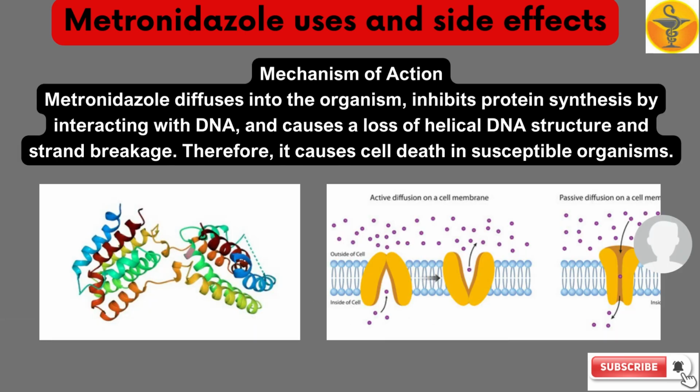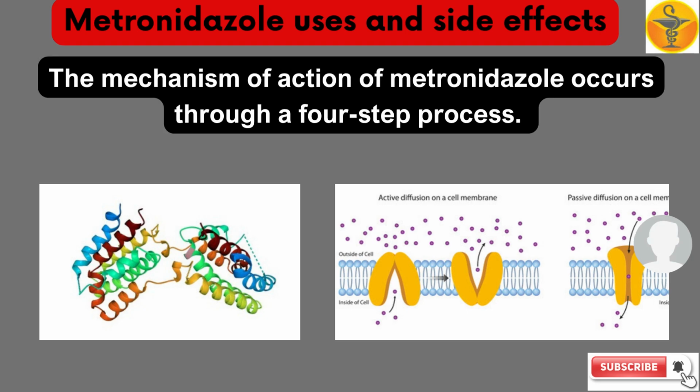Mechanism of action. Metronidazole diffuses into the organisms, inhibits protein synthesis by interacting with DNA, and causes a loss of helical DNA structure and strand breakage. Therefore, it causes cell death in susceptible organisms. The mechanism of action of metronidazole occurs through a four-step process.